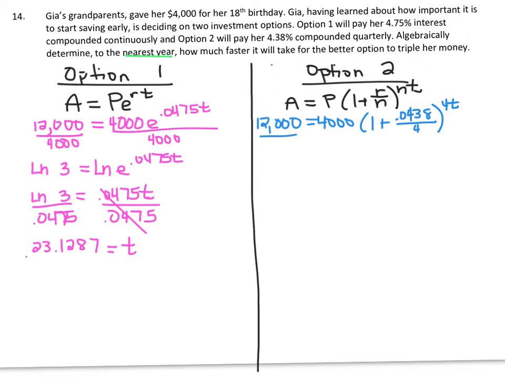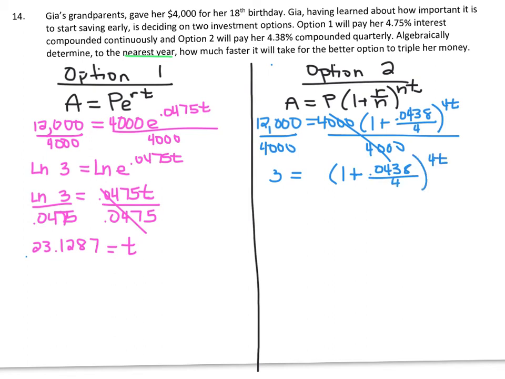So we start this one off the same exact way. We're first going to divide both sides of the equation by 4,000. So that leaves me with 3 equals, and in parentheses I have 1 plus 0.0438 divided by 4, to the 4t power.